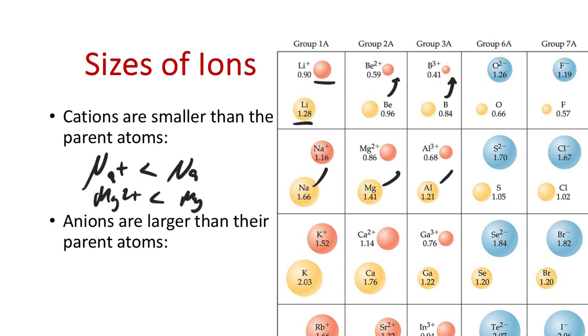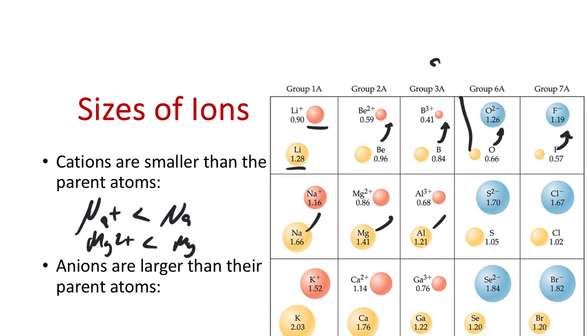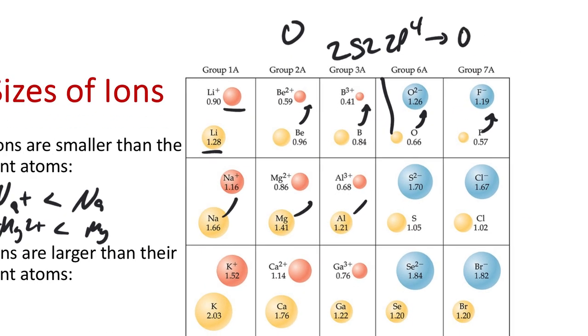And so then now adding electrons has the opposite effect. If we go from O to O2 minus or from F to F minus, notice that our size is increasing. And again, this probably doesn't seem too unreasonable, because what we're doing for oxygen is we're going from oxygen being a 2s2 2p4 to an O2 minus, to a 2s2 2p6 configuration.